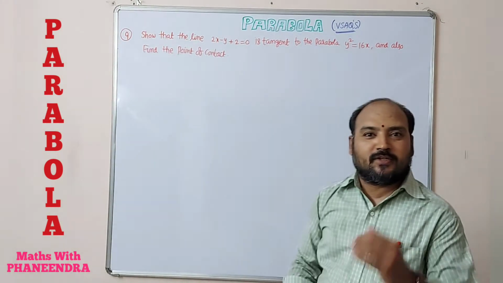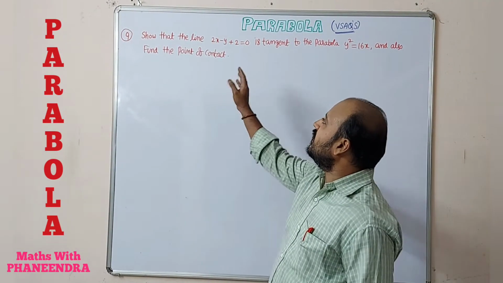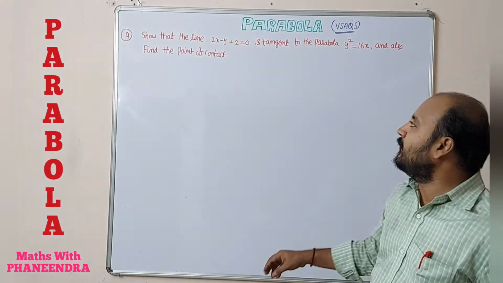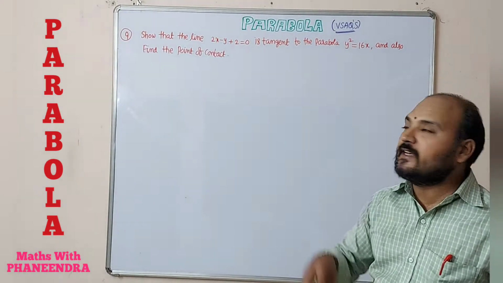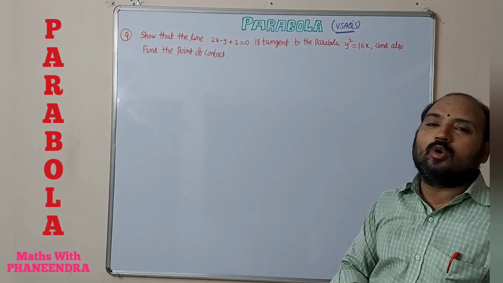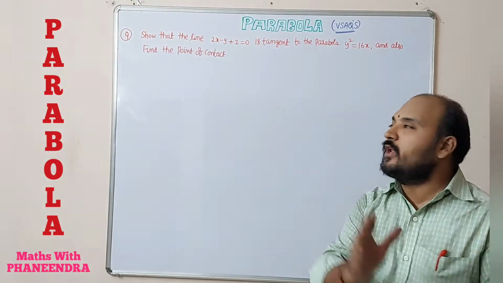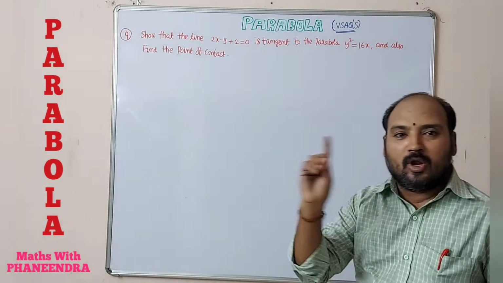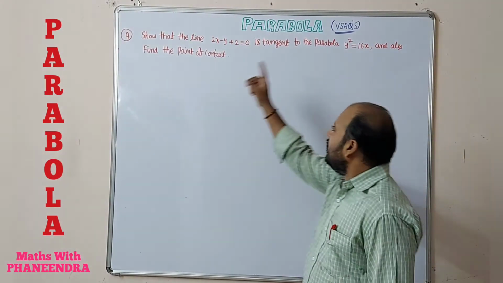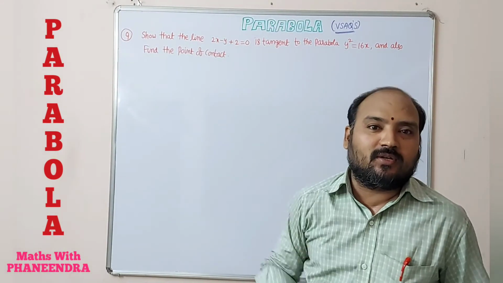The last question in this session, dear students. Show that the line 2x minus y plus 2 equal to 0 is a tangent to the parabola y square equal to 16x. For showing the line is a tangent to the parabola, 1 mark. Finding the point of contact, 1 mark.